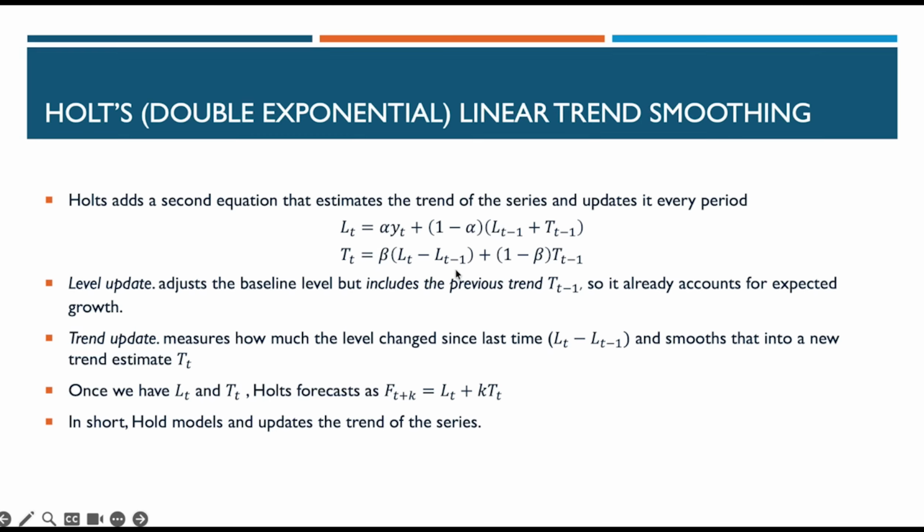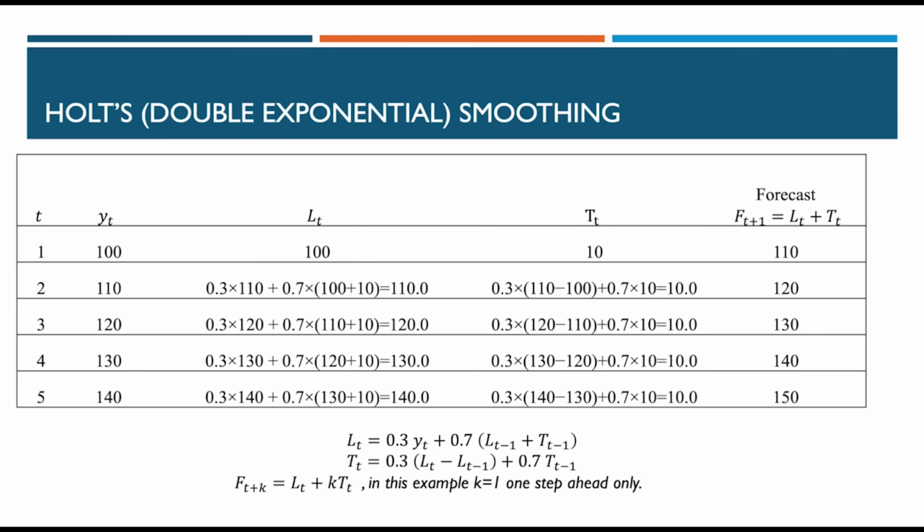And smooth it out into a new trend estimate. So HALT can be used if you have data with a trend. If there's a time series with a trend, we can use HALT, which is doing double exponential smoothing. And this is an example about HALT.